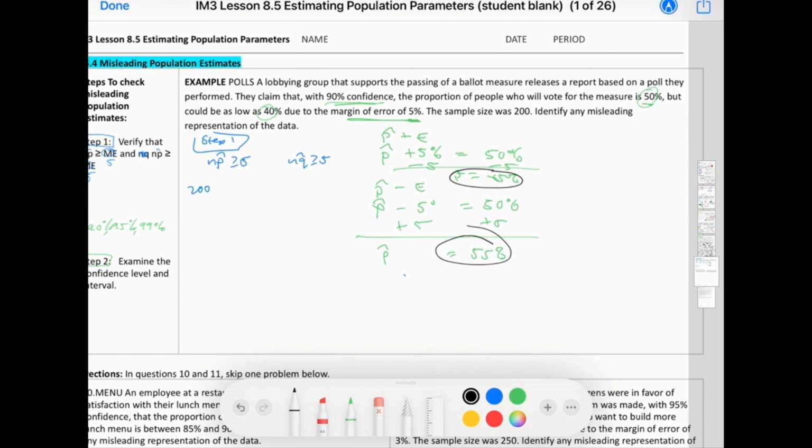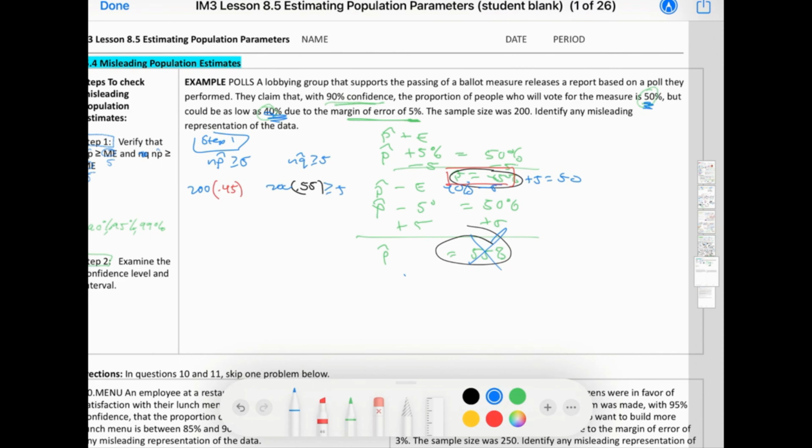So if I know that it's 45, it has to be 45%, and I'll tell you why. Because if I add 5, I get 50%, because that's the high. And if I subtract 5, I get 40% as the low. So let's make this clear, p-hat is 45. Well, if p-hat is 45, that means q-hat has to be 55, because they're complements to 1.